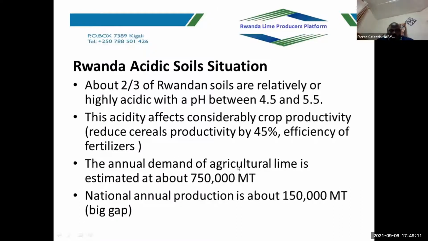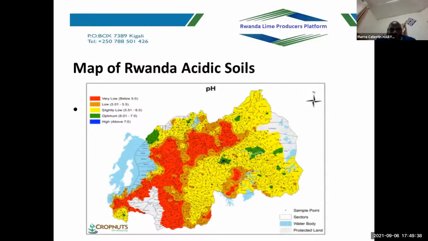Rwanda's annual demand of agricultural lime is estimated at about 750,000 metric tons, but the annual production is estimated to be about 150,000 metric tons. So there is a big gap between needs and supply. This map shows you this red area, where we have highly acidic soil. I think it reached about 4.5 to 5 pH, and this area needs to be amended to help people optimize crop productivity.